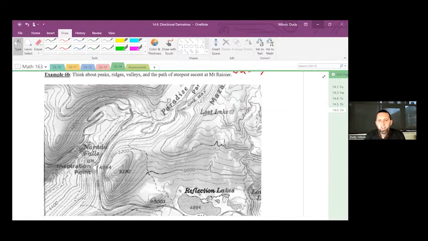So let's think about this idea a little bit more with peaks, ridges, valleys, and the path of steepest ascent. Here is a topographical map of Mount Rainier. Let's start by talking about peaks. If we want to look for peaks, you're looking for high points on the graph. This isn't the actual top of the mountain. This is just a part of the mountain.